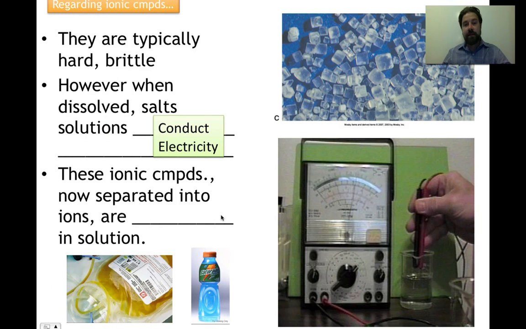Ionic compounds are typically found in crystalline form. They are hard and brittle. However, when salts are dissolved, they conduct electricity, which is important biologically. So what happens is these crystals are going to come apart in solution to form positive and negative ions, which is biologically very, very important. We have to have certain levels of these ions to remain healthy. When these ionic compounds come apart, they are also referred to as electrolytes in solution.